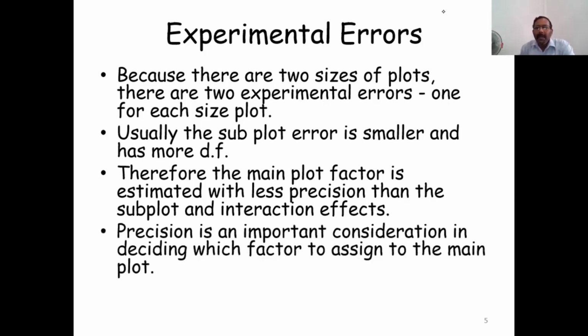Precision is an important consideration in deciding which factor we should assign as the main plot. We cannot get the precision equally for factor A and factor B and the interaction. Interaction is not a problem, it is always in the subplot, but we have to decide which becomes the main plot, whether it is factor A or factor B.